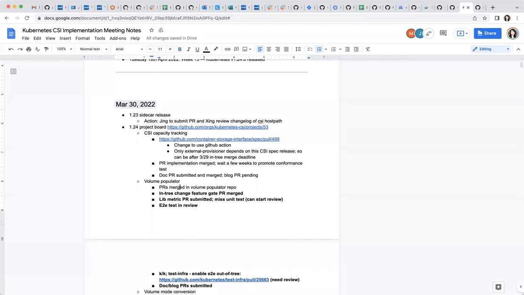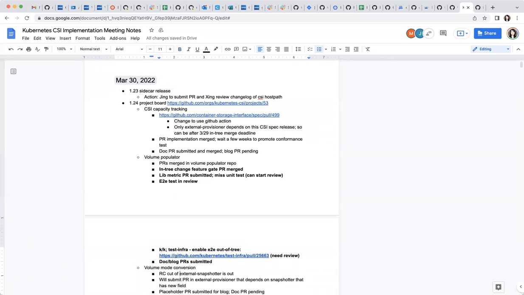Okay, what's the status? Thanks to Xing for doing a bunch of reviews over the weekend. That was very, very helpful. I was able to get the metrics stuff for the library merged. We were able to cut releases of both the volume populator library and the volume data source validator controller.